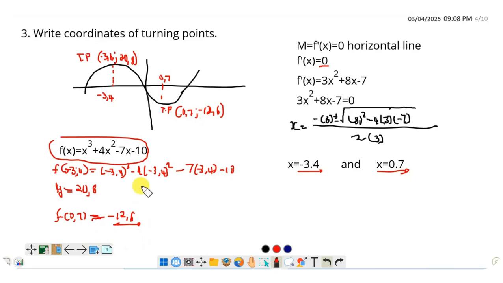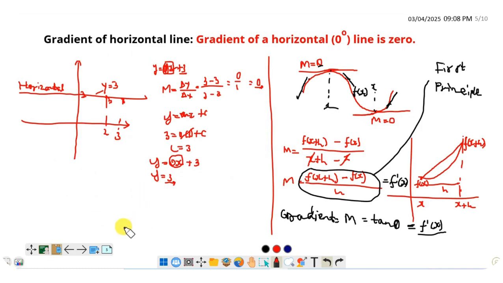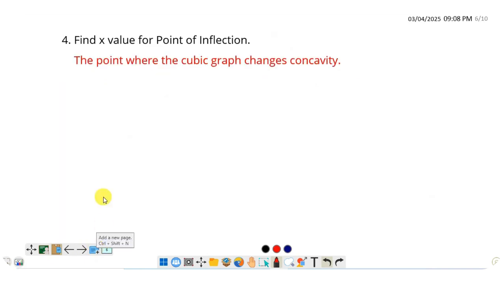Okay, let us just discuss it when we are explaining it. Okay, the next one says find x value for point of inflection.